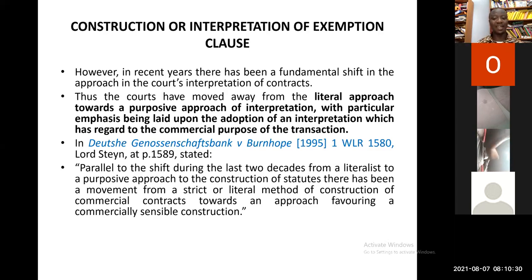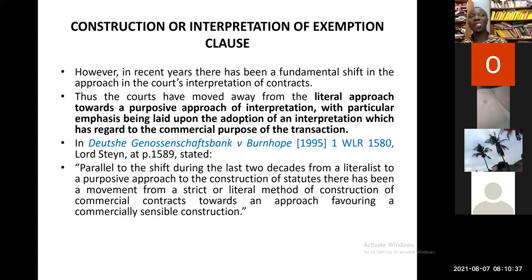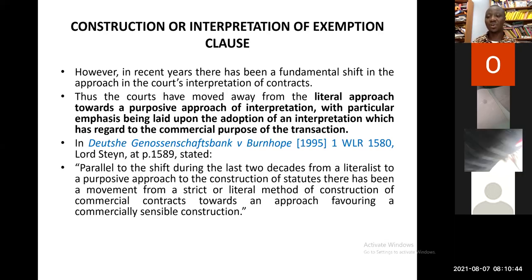And I must say that that is not even new, because if you go to implication of terms, right? Implying terms. If you remember the Mukor case, the business efficacy principle, right? If you look at that case, for example, that is an exercise in purposive construction, it were. So let's pay note to that.